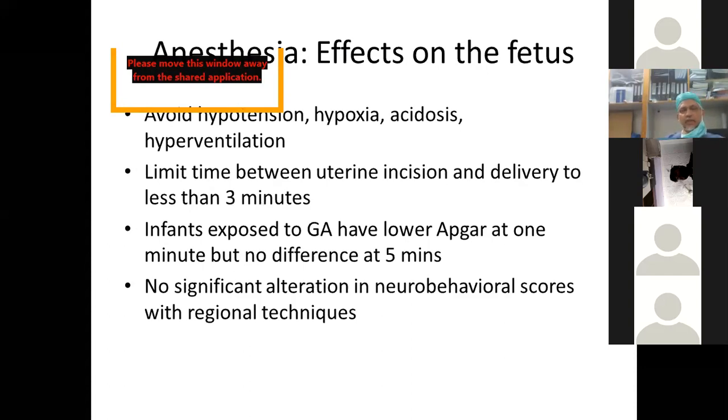The same principles: avoid hypotension, hypoxia, acidosis, hyperventilation. Limit the time between uterine incision and delivery to less than 3 minutes. Medically it should be documented: skin incision, uterine incision, baby delivery. If the baby is delivered in time, there's not much problem with general anesthesia. Infants exposed to GA have a low Apgar score at 1 minute, but no difference at 5 minutes. So there's not much difference with GA if administered appropriately.